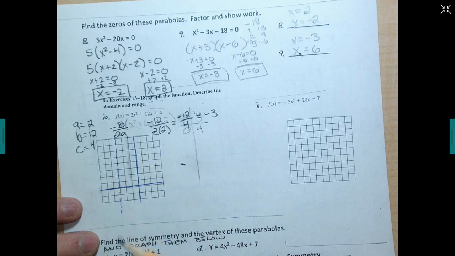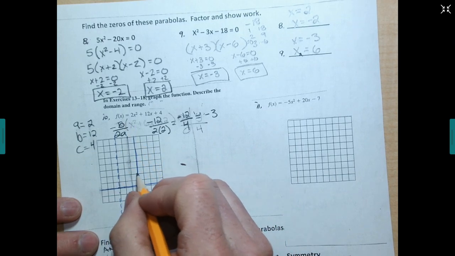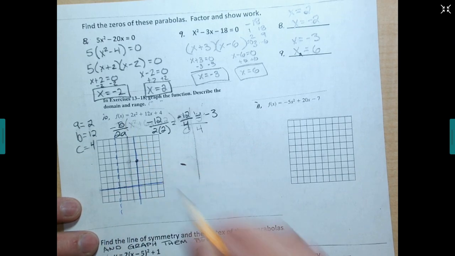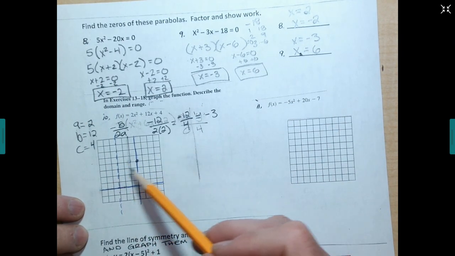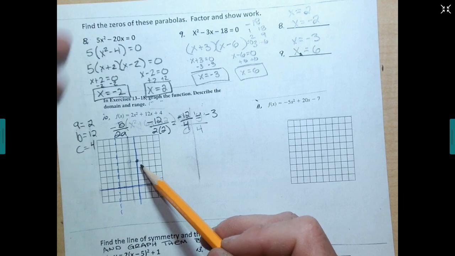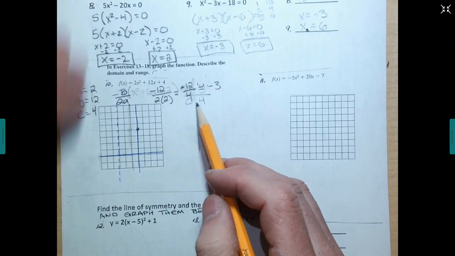The 0, 4 we got, let's just double check, 1, 2, 3, 4. We're going to go through that point. So we already did that. You don't need that on your homework, but I'm going to use the information I already got.